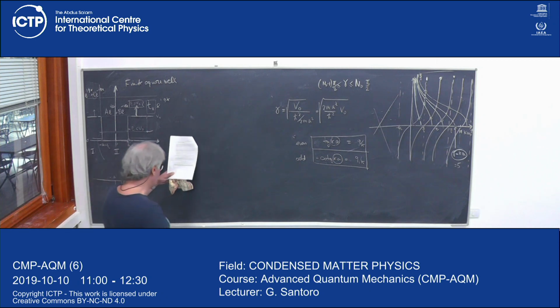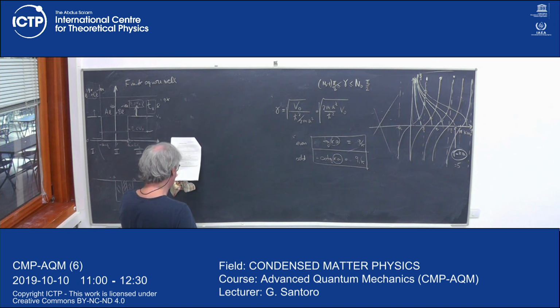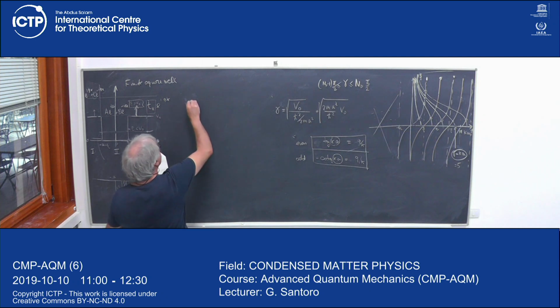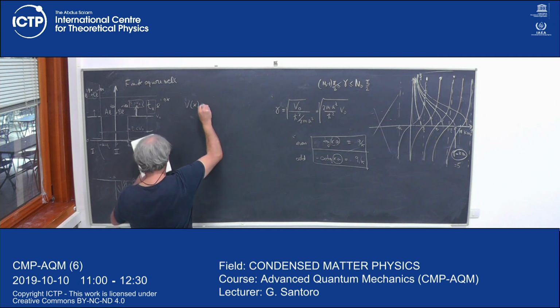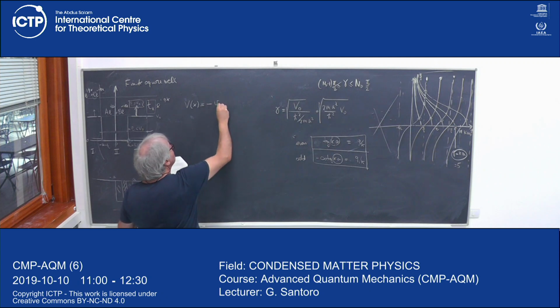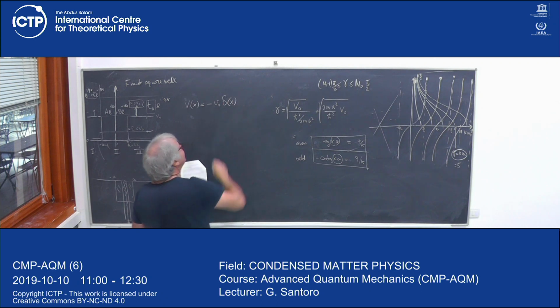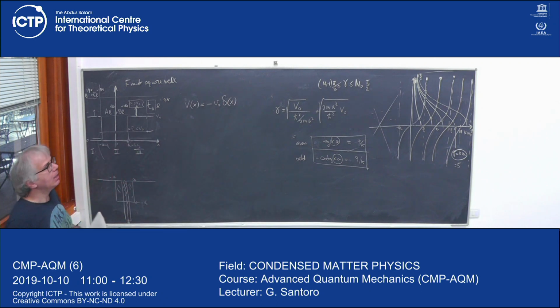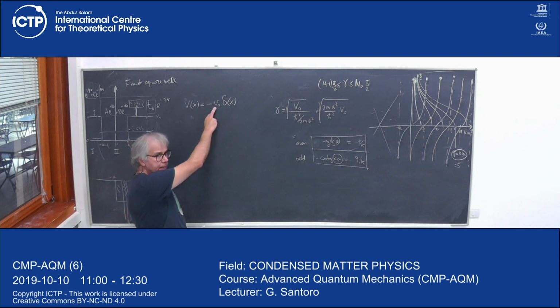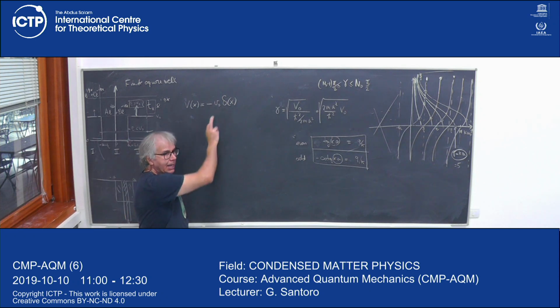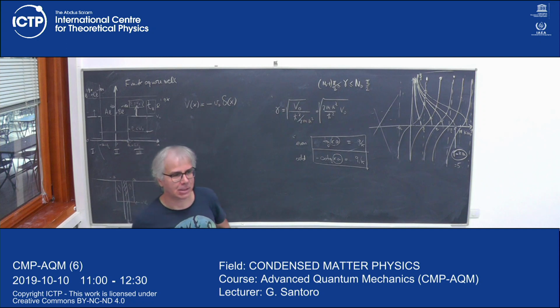So, my suggestion is let's try to see what happens if the potential V of x is equal to minus, so it's negative, some constant V0 times the delta of x, the Dirac delta. Okay? Don't think that V0 is an energy, because the Dirac delta has a dimension. Remember?